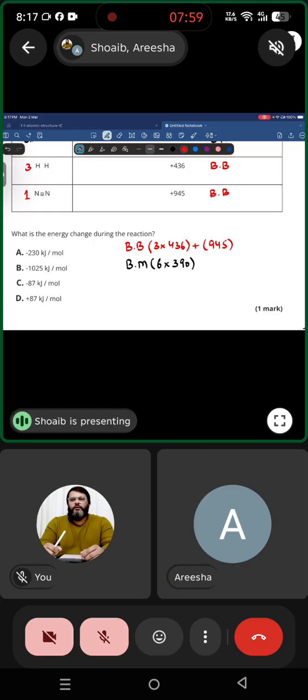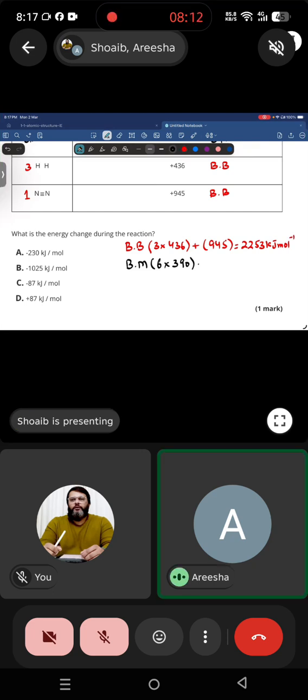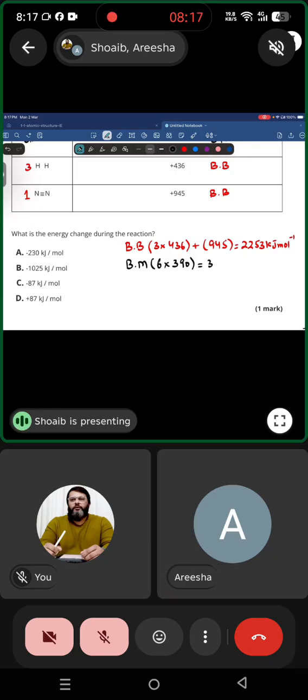Bond breaking is 2253 kilojoules per mole. And the next one is 2340 kilojoules per mole. The formula is what? Yes. Can you please speak the formula?